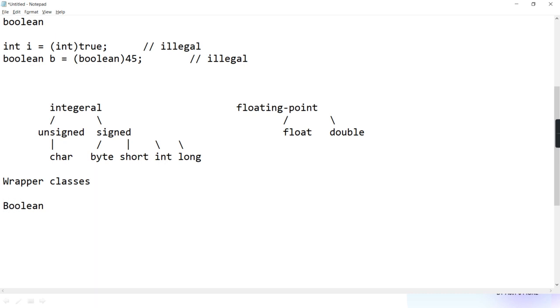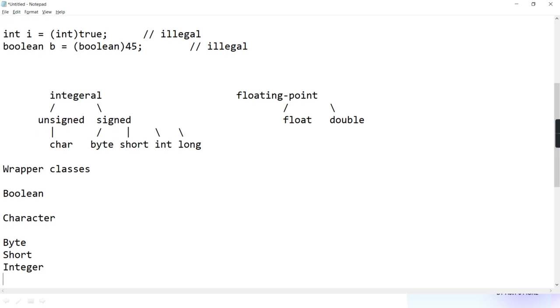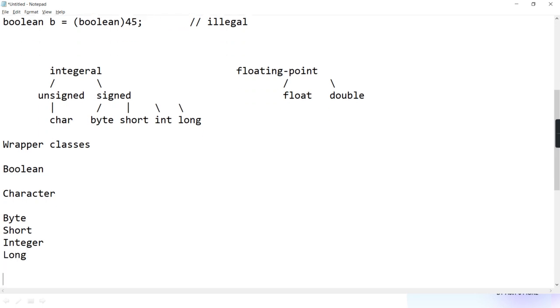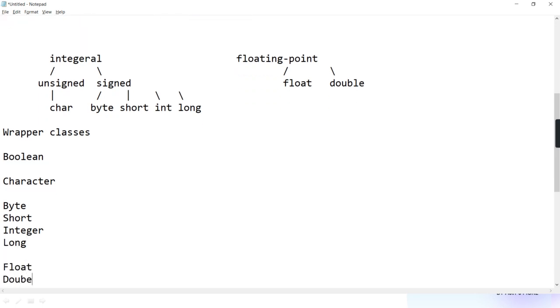B is capital because it's a class provided by Java. And this class is in the lang package, java.lang. So Boolean is for boolean, for char it is Character complete, for byte it is Byte, Short for short, for int it is Integer complete, for long it is Long only, for float it is Float, and for double it is Double.